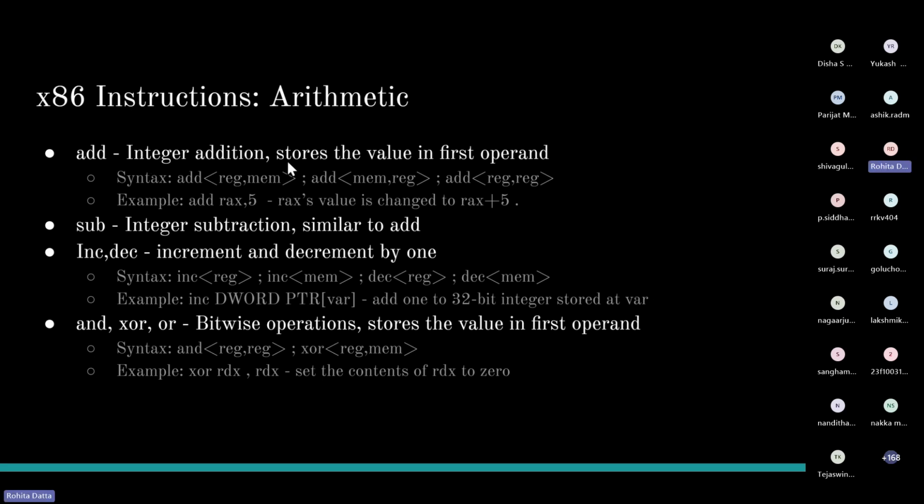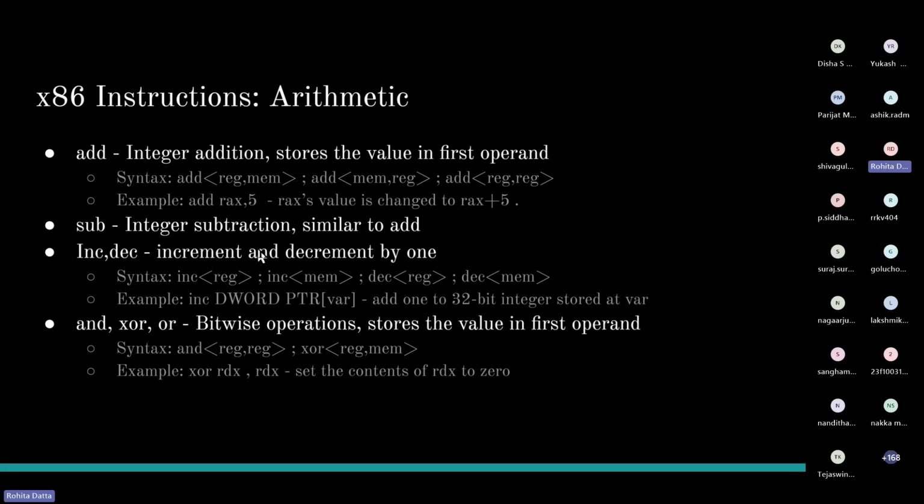Add adds the first and the second operand and stores the value in the first operand. So if I say add rax, 5, it basically adds 5 to whatever value was already stored in rax and saves it in the first operand. So the rax value is changed from whatever it originally was to rax plus 5.